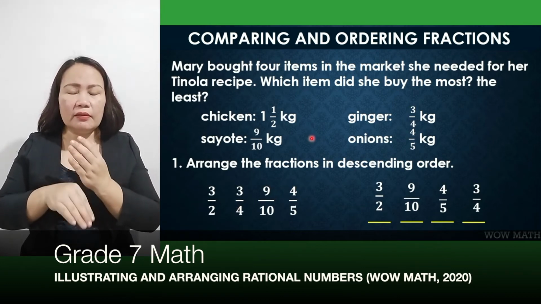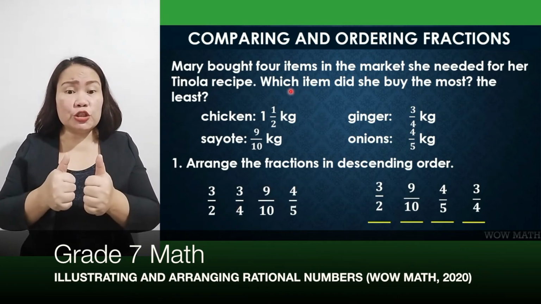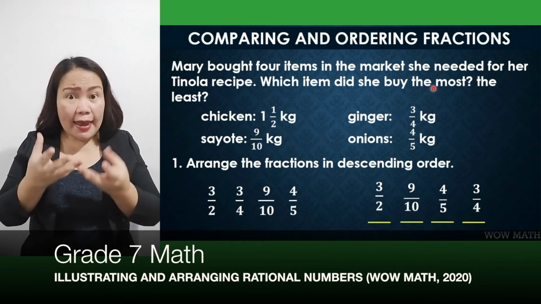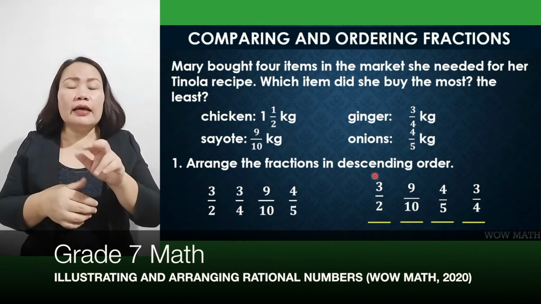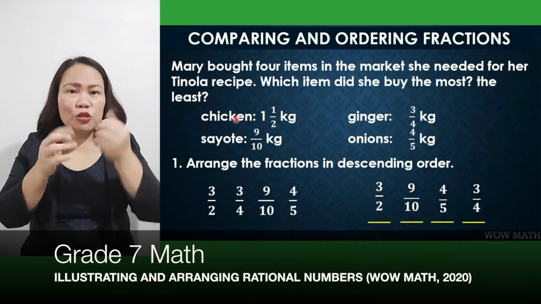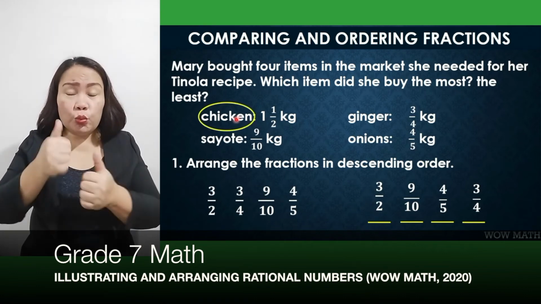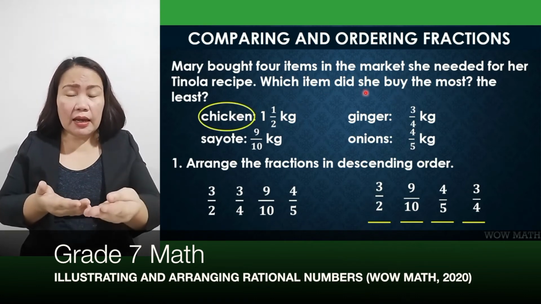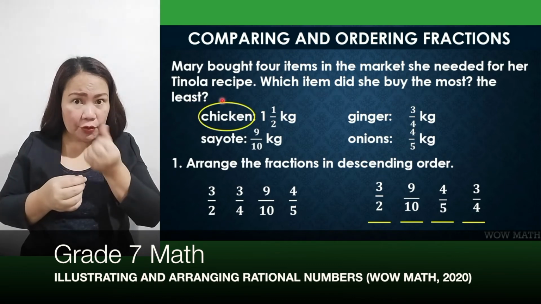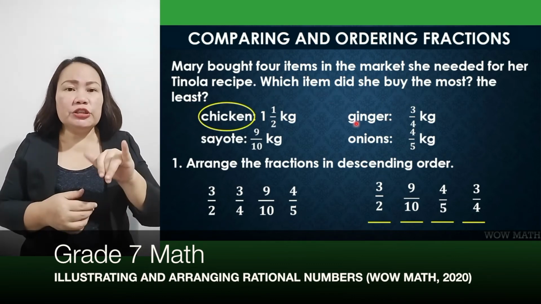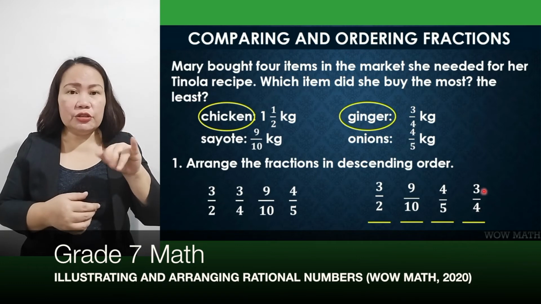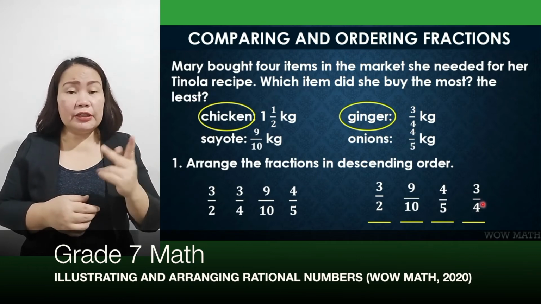Alright, so let us go back to the question. Which item did she buy the most? So, ibig sabihin, 3 over 2, that is chicken. And which item did she buy the least? So, that is ginger. That is only 3/4 kilogram.